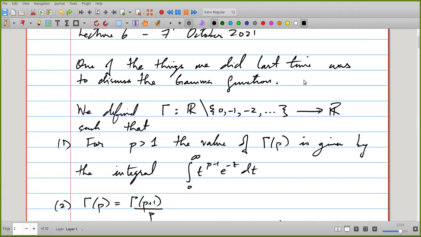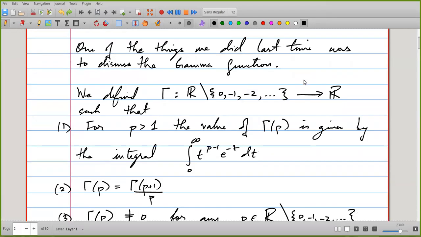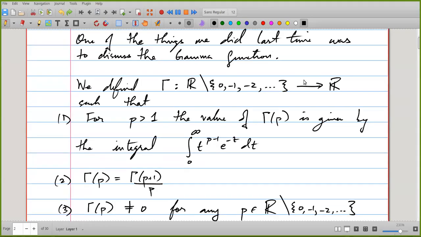One of the things we did last time was to discuss the gamma function. I said quite a few things about it, but let's ignore all that for today's lecture and extract the main property that we needed. We defined a function gamma on the complex plane, and it is a complex valued function. But for now, let's restrict our attention to real numbers, where it is a real valued function.